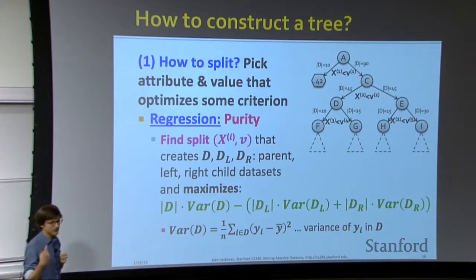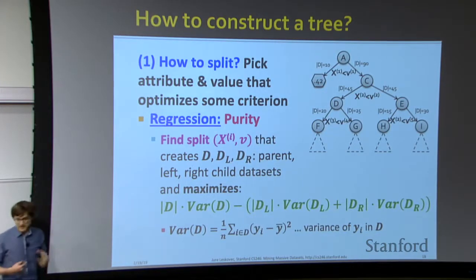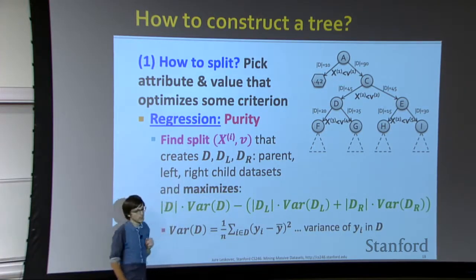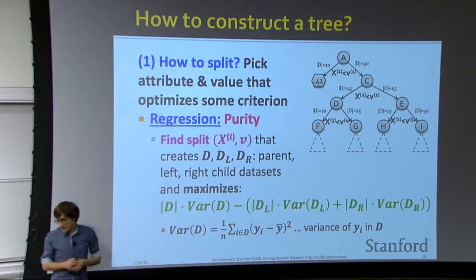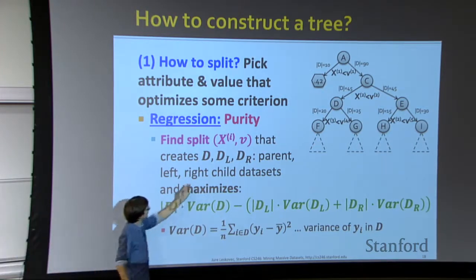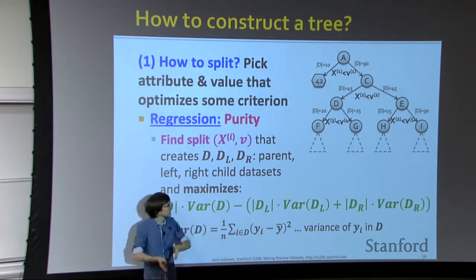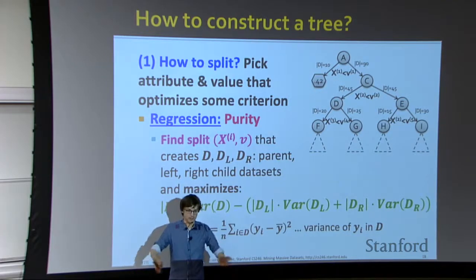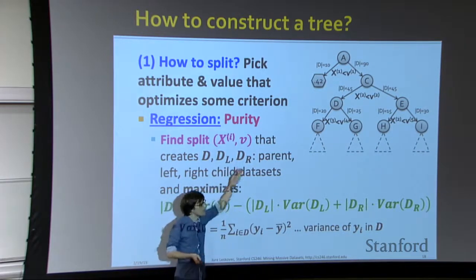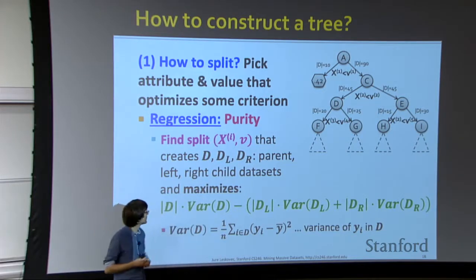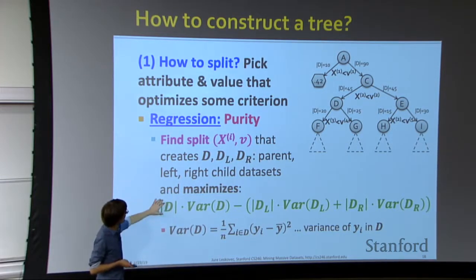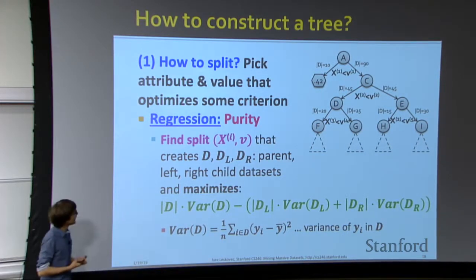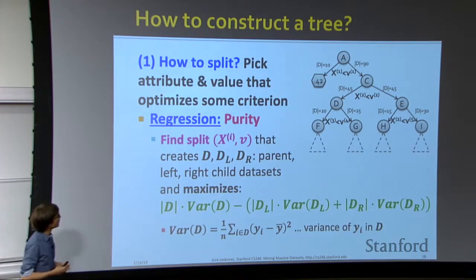How do you split? That's the first question. There are several different criteria. If you are doing regression, you can use this notion of purity, where you have a set of data points coming into the node, and given the condition on the node, this data gets split to the left and to the right. To the left goes the data that satisfies the condition, and to the right goes the data points that don't satisfy the condition. Then what you can do is find a split that will maximize what is called purity.